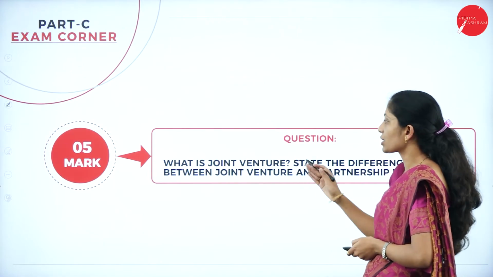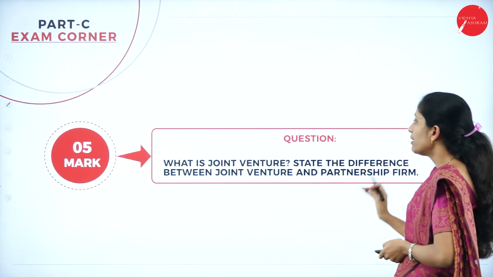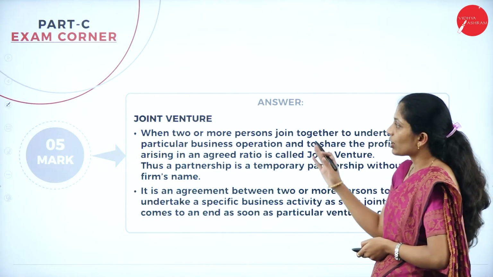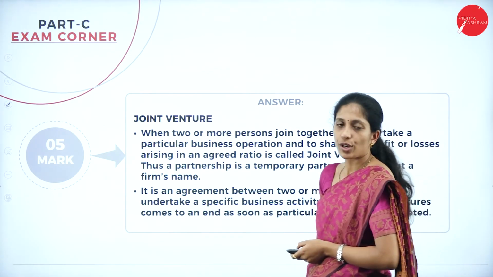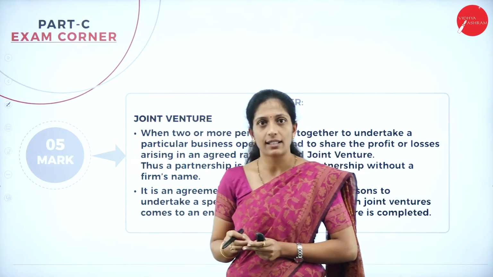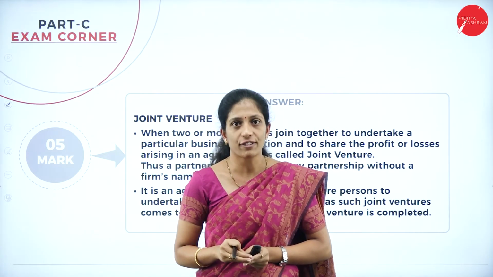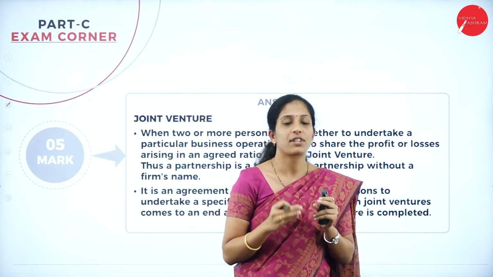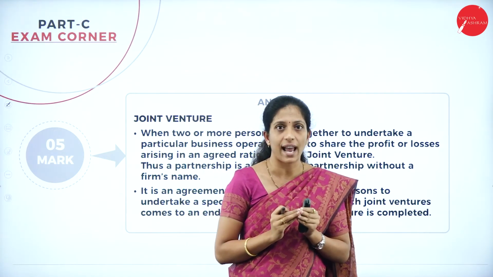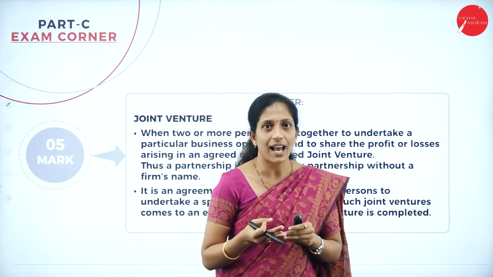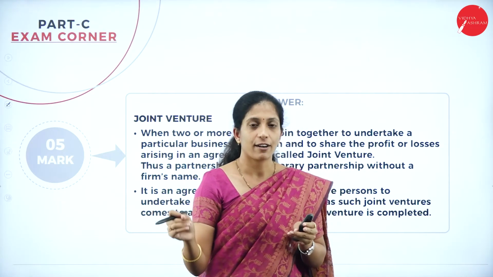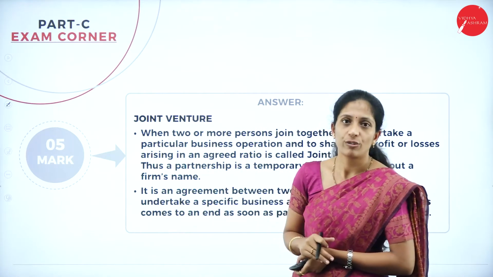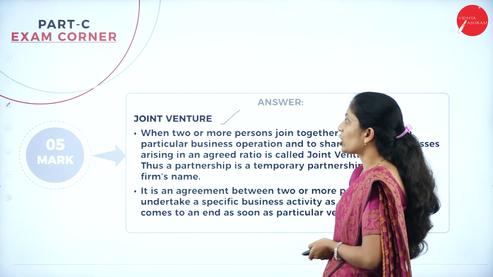Next, one more 5 marks question. What is joint venture? State the difference between joint venture and partnership firm. So you know about joint venture, right? Here 2 or more persons come together for a particular period of time. Once that venture is finished, for example, if they come together for the construction of a dam, once the construction of the dam is over, they part ways. So it is also called what? Temporary partnership without the firm name. So that is the meaning of joint venture.